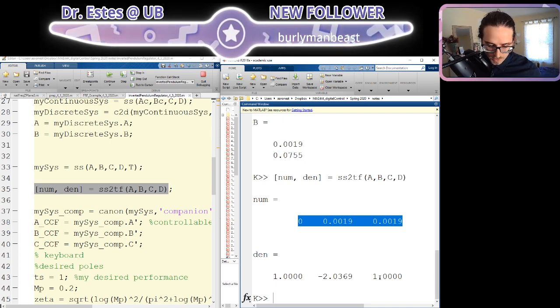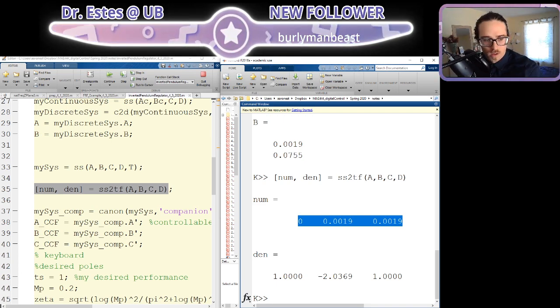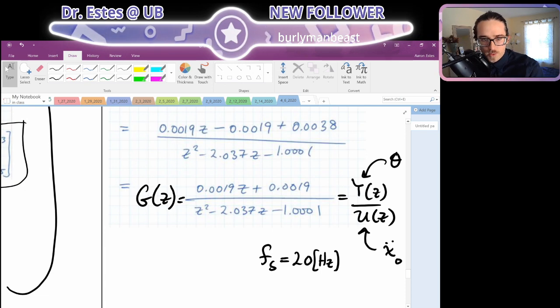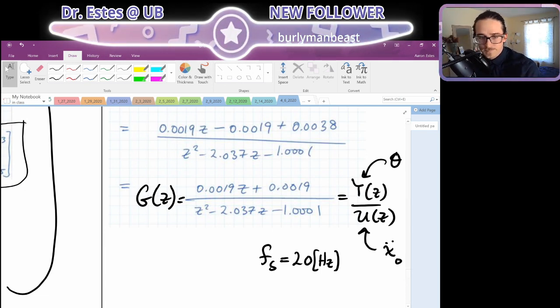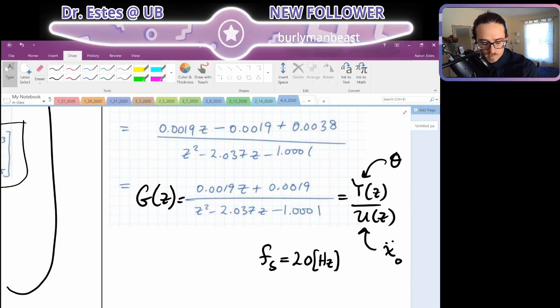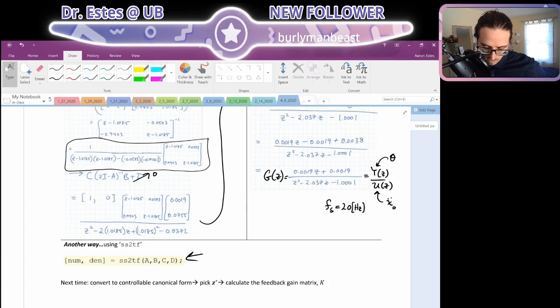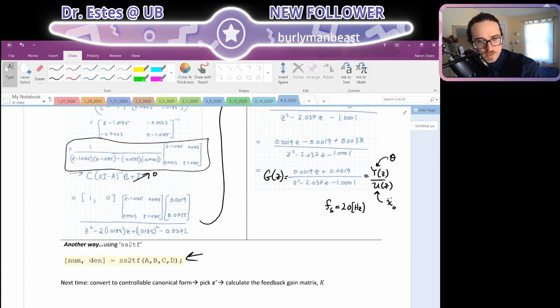If you go back to what I calculated by hand, same thing. 0.0019z plus 0.0019 divided by z squared, and so on. So this is how you get that transfer function.